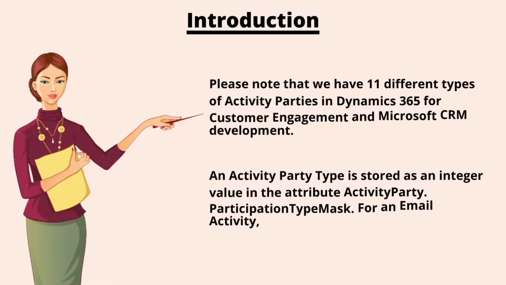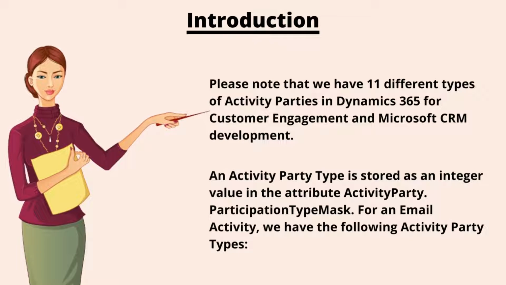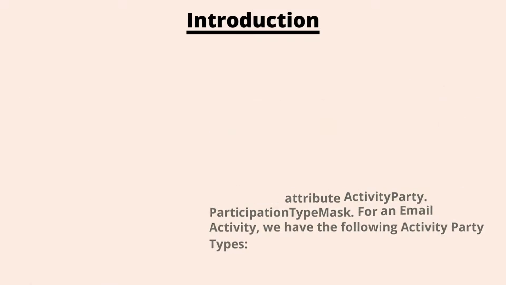Please note that we have 11 different types of activity parties in Dynamics 365 for Customer Engagement and Microsoft CRM development. An activity party type is stored as an integer value in the attribute activity party participation type mask. For an email activity, we have the following activity party types.